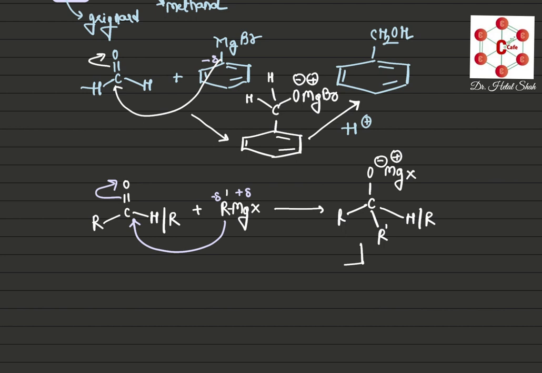And now, when I put H plus here, I get the corresponding alcohol. So I get OH, I get R dash, I get H or R. So if I take a ketone, what kind of alcohol am I going to get? There would be a tertiary alcohol because there would not be any H here. If I take an aldehyde, it will be a secondary alcohol.